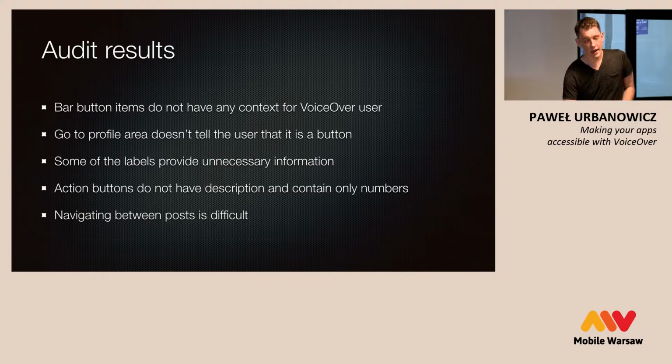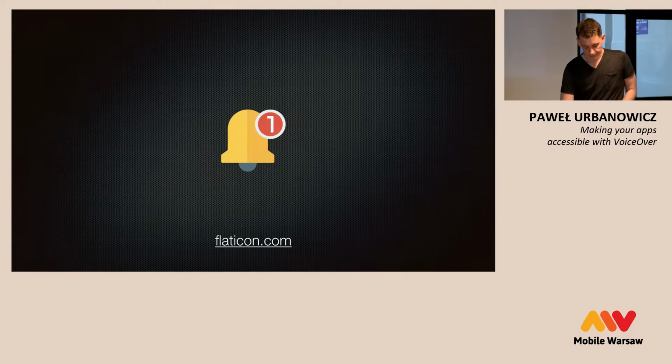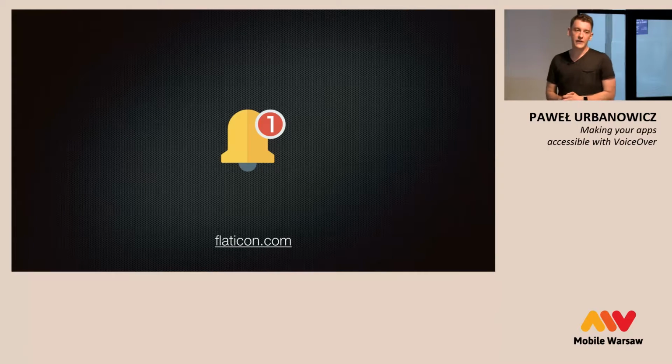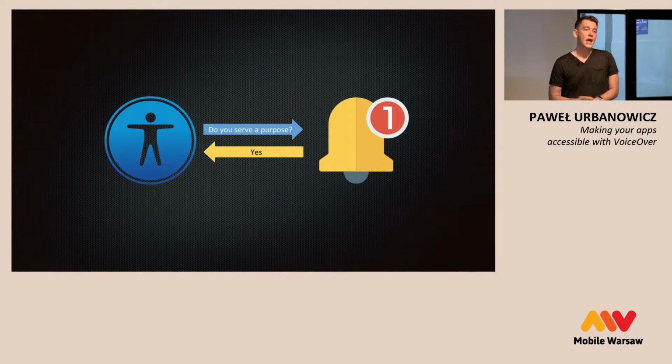So let's take a look at one of the controls that we want to improve. The notifications button. So we can see there's a bell. It has one unread notification, and when we want to improve its accessibility for the VoiceOver interpreter, we need to ask ourselves 4 very important questions. And the first one is, do I serve a purpose? So it's regarding the control. Does the control serve a purpose? So in this case, the question is, is it important for the user?